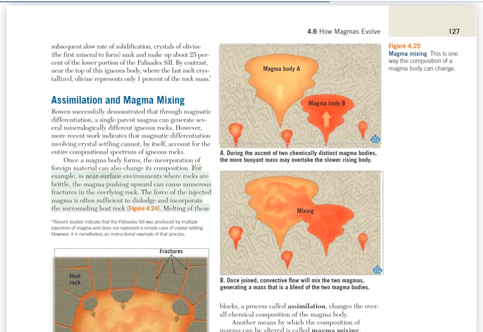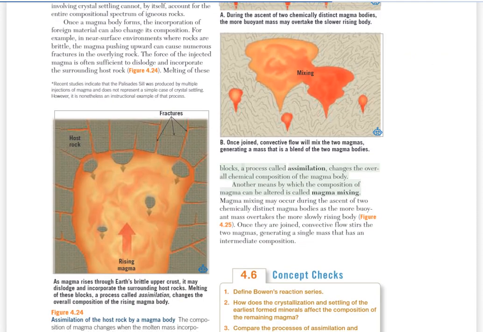For example, in near-surface environments where rocks are brittle, the magma pushing upward can cause numerous fractures in the overlying rock. The force of the injected magma is often sufficient to dislodge and incorporate the surrounding host rock. Melting of these blocks, a process called assimilation, changes the overall chemical composition of the magma body.